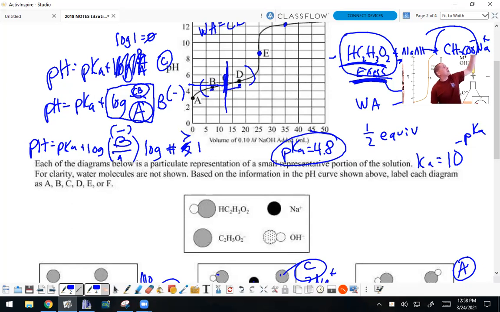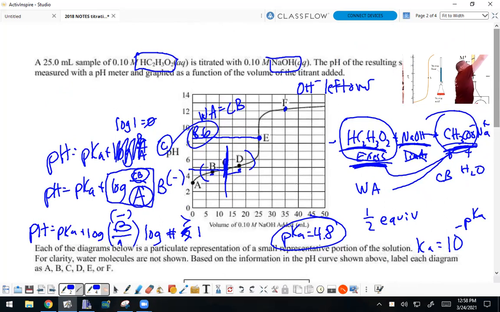And then you get to the equivalence point. So the equivalence point here you can see is at around 8.6 or so. So that is a basic salt, which we would have predicted anyway, because the weak acid, strong base.